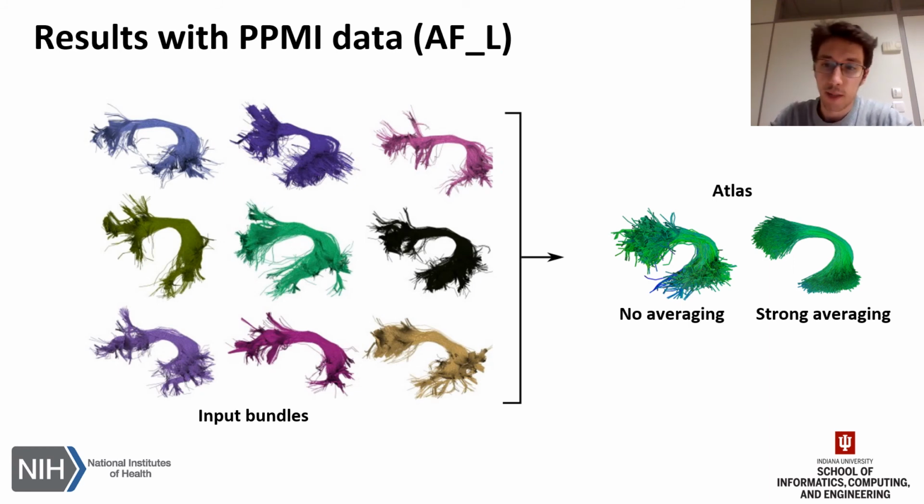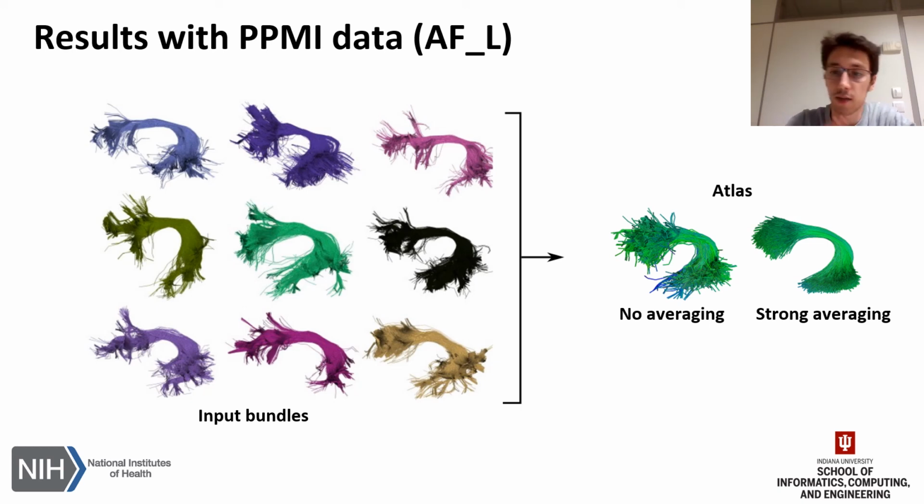Here we have some of the results with the left arcuate fasciculus. On the left we have 9 out of the 32 input bundles from healthy subjects, and on the right, the atlas that was generated by using BundleAtlasing. You see two opposite examples. The first one is without any kind of averaging, so putting a threshold that is so low that we never consider a couple of streamlines to be close enough to be averaged.